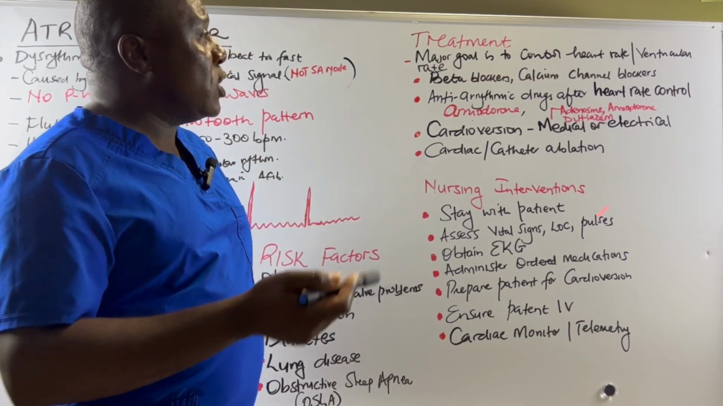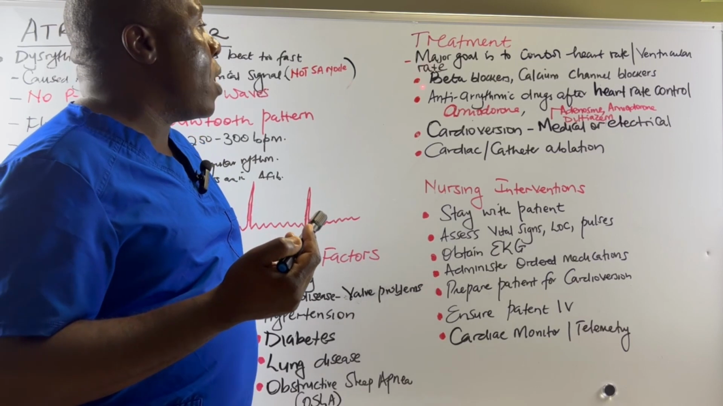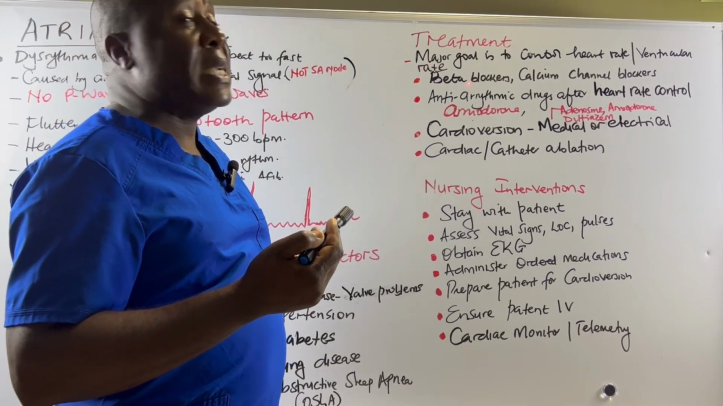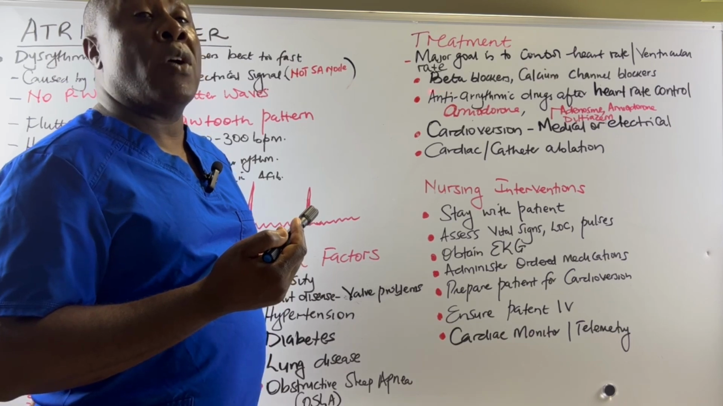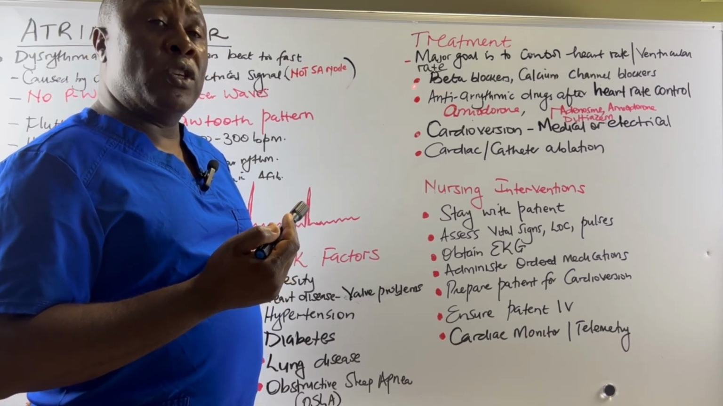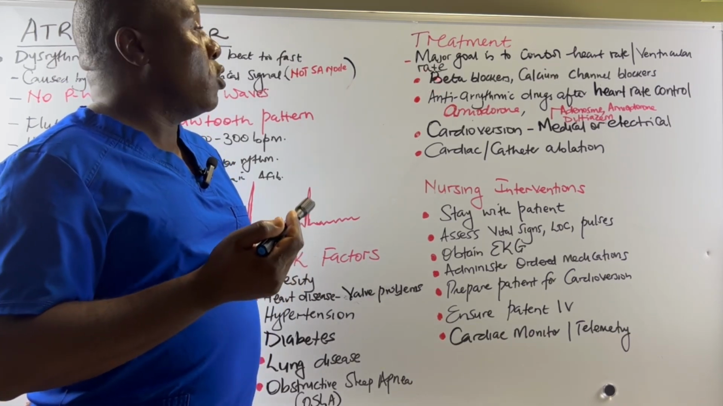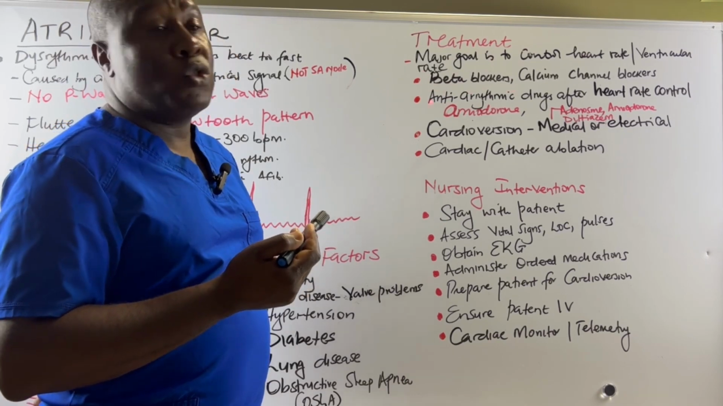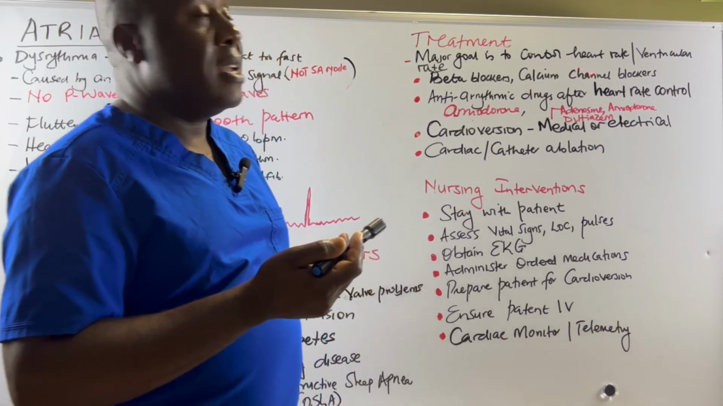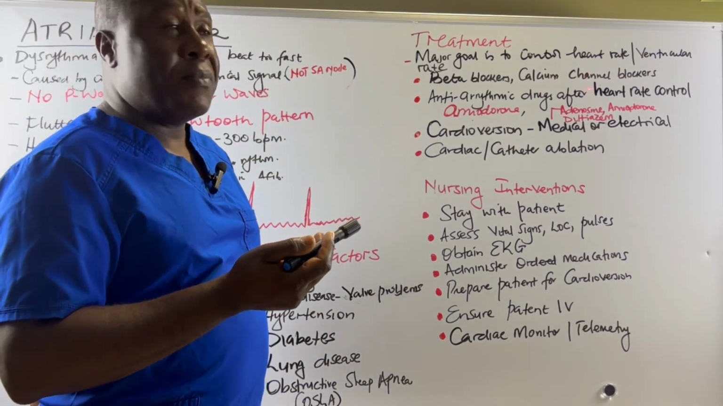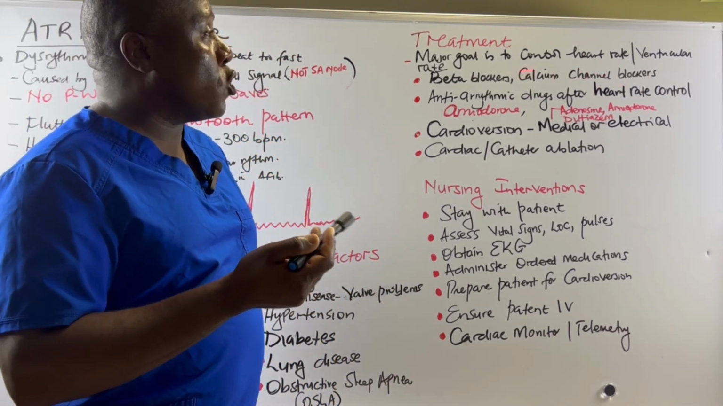Now, we have various ways in which you can control the heart rate. One is by use of drugs, the beta blockers. Beta blockers are those drugs that end with LOL: propranolol, metoprolol, carvedilol. Those are drugs used to control the heart rate. We also have the calcium channel blockers. Remember diltiazem? Those are drugs that can be used to control the heart rate.